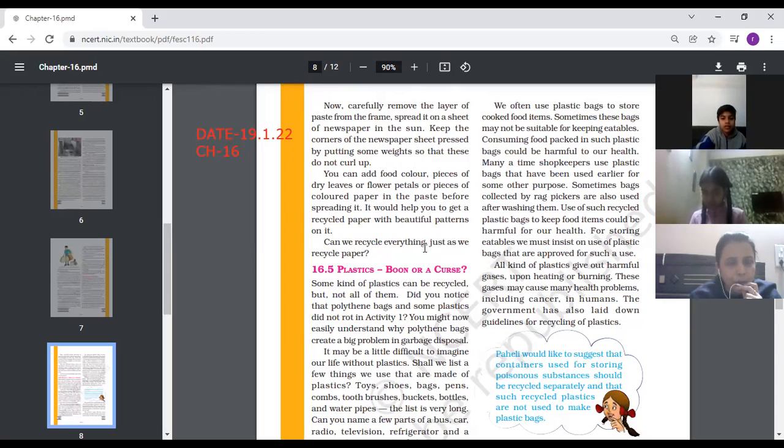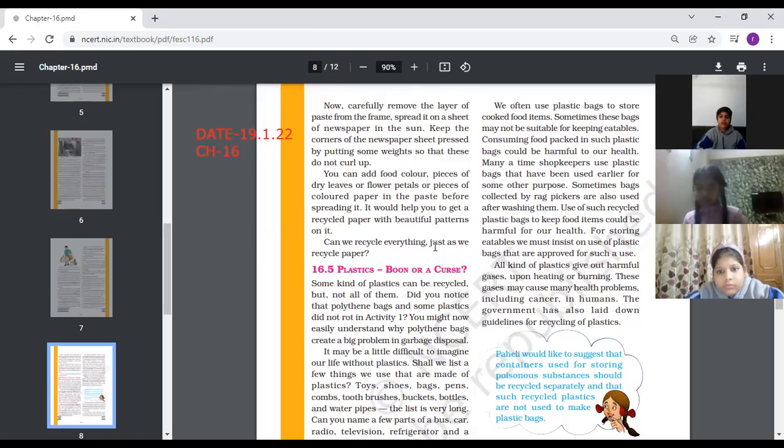Okay. So we can't say that we can recycle everything, but the maximum of things we can recycle, those which melt on heating or which can be converted in other ways. Not everything we can say. But the maximum of things we can recycle, and we should do that also.